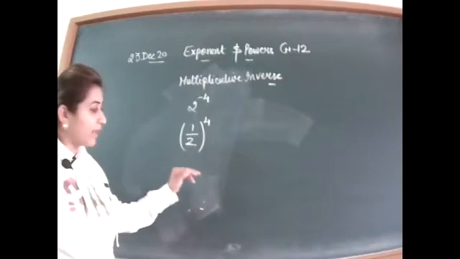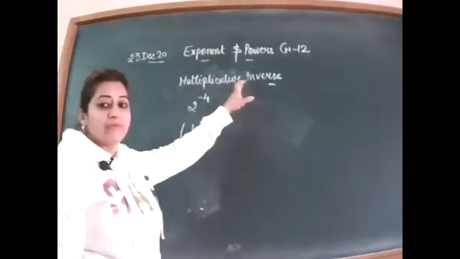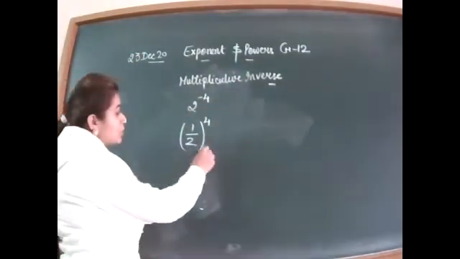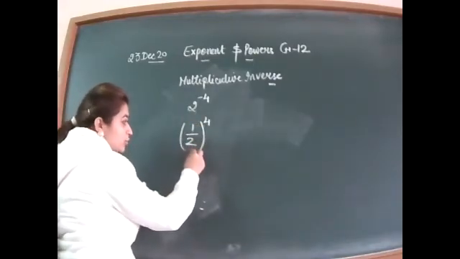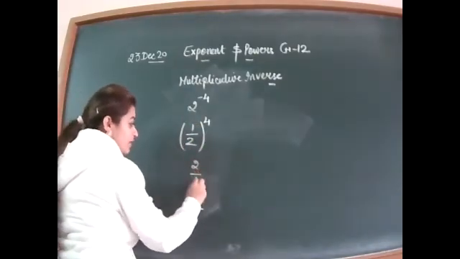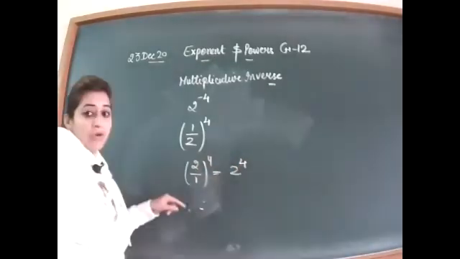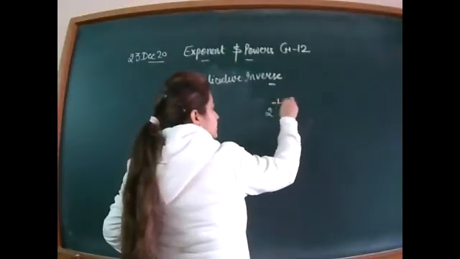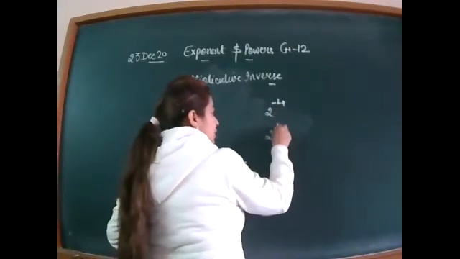Now we want to find the multiplicative inverse of this number, and the another name for multiplicative inverse is reciprocal. So for finding the reciprocal, you will make the reverse of this number. Then the reverse of 1 by 2 is 2 by 1 raised to power 4, or you can say 2 raised to power 4. So from here we have concluded that if the number is 2 raised to power minus 4, then the multiplicative inverse of this number is 2 raised to power 4.